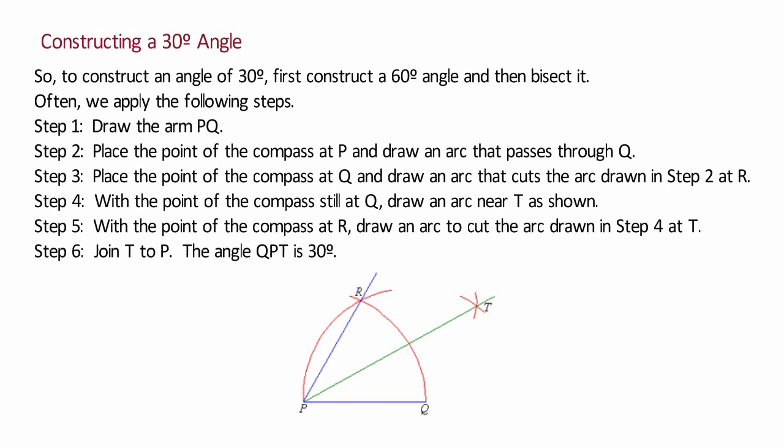Step 4. With the point of the compass still at Q, draw an arc near T as shown. Step 5. With the point of the compass at R, draw an arc to cut the arc drawn in Step 4 at T. Step 6. Join T to P. The angle QPT is 30 degrees.